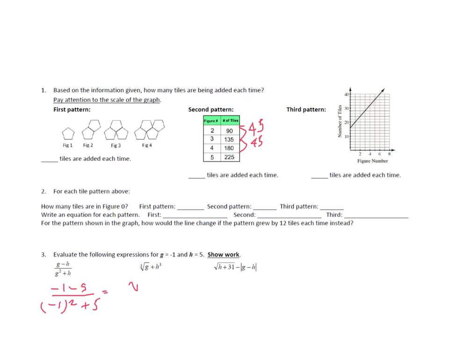The cube root of -1 is -1 plus 5 to the third power. What is 5 to the third power? Or what is it added to -1? I think you get the idea.